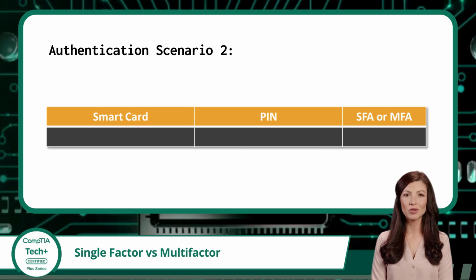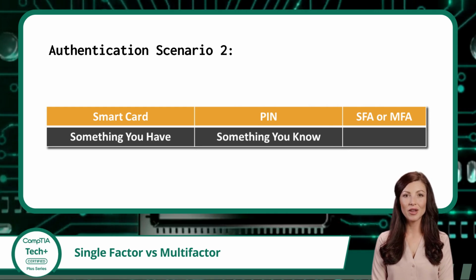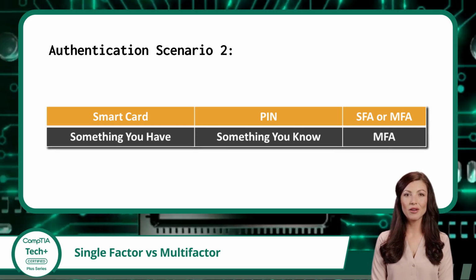Authentication scenario number 2. The user has provided a smart card, which is a form of a hardware token. This falls into the something you have category. The user has also provided a PIN number, which is something you know. In this scenario, we have multiple authentication methods being utilized, so this would be considered multi-factor authentication or MFA.